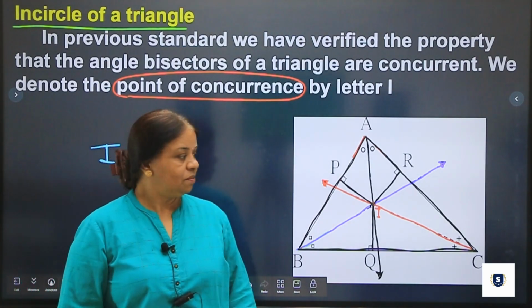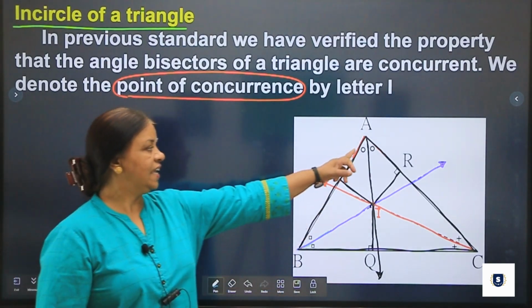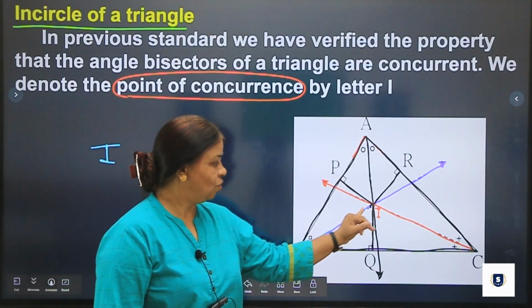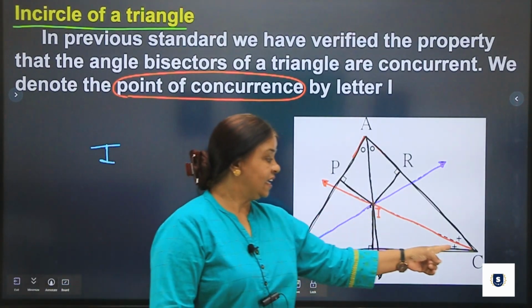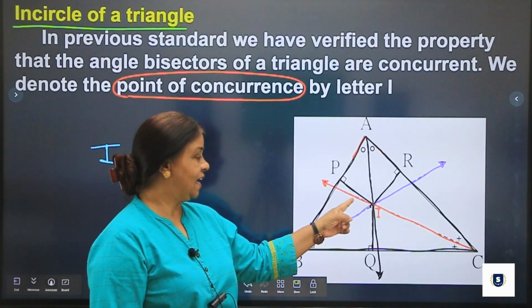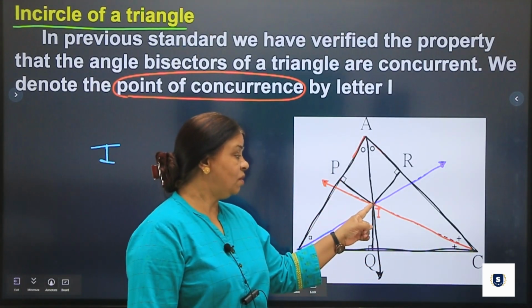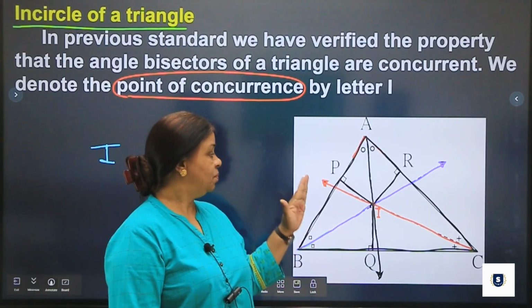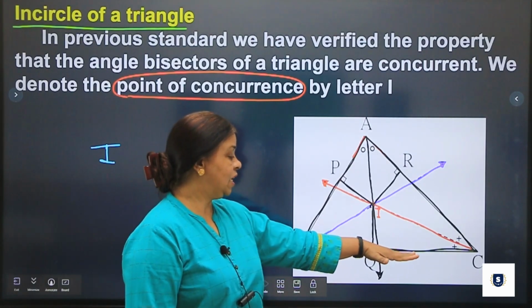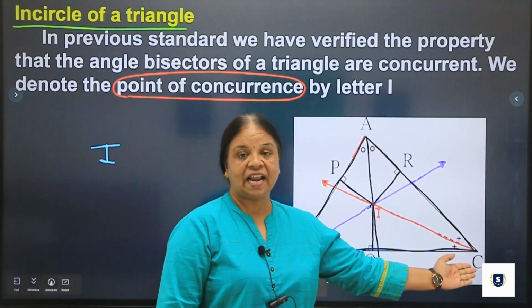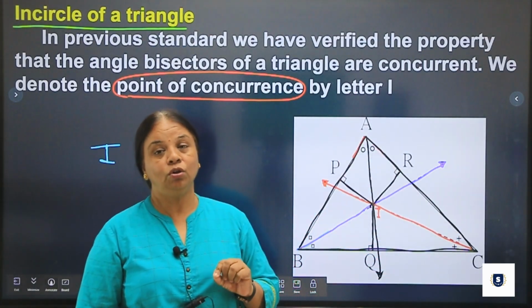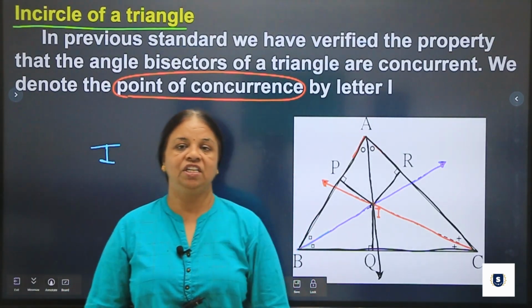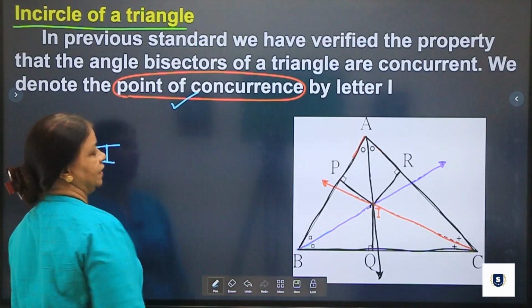Let's move further, children. By now you must have understood that angle A is bisected by this line, angle B by the violet line, and angle C by the red line, and they all meet at one point. From that point you draw the perpendiculars on AB, BC and AC, and where those lines meet is called the point of concurrence.